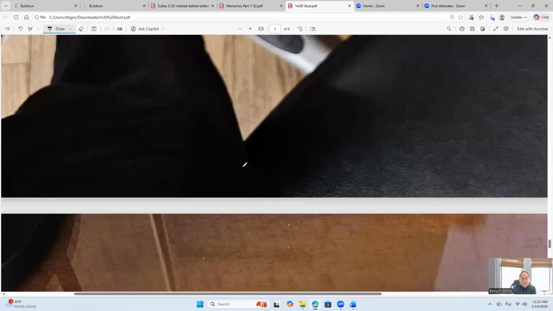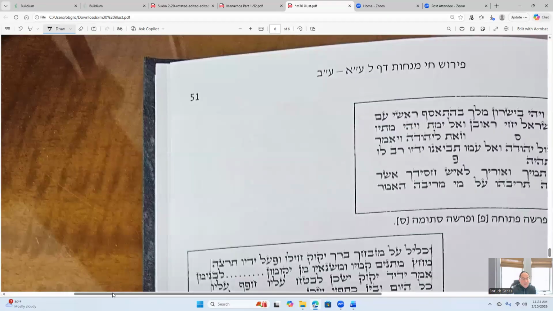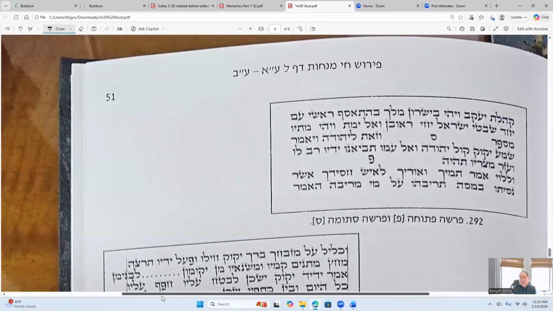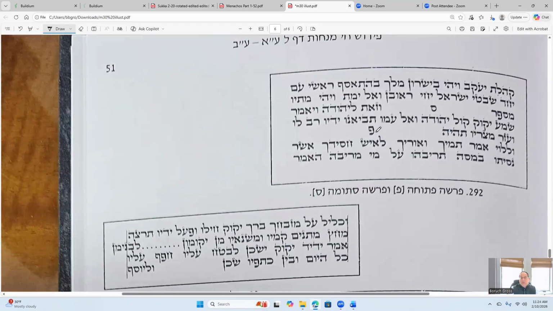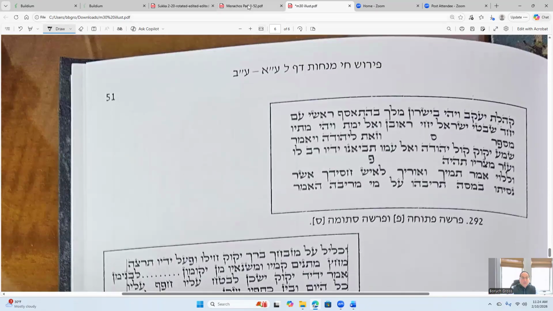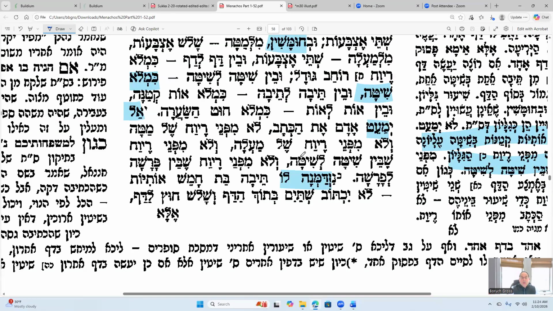Now, what happens in between parsha to parsha? Sometimes you're making it between one parsha and another parsha, or parsha stuma. So again, you don't have to make the print smaller.